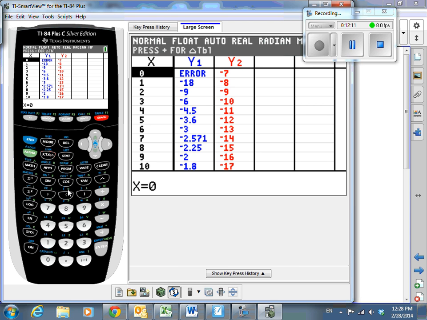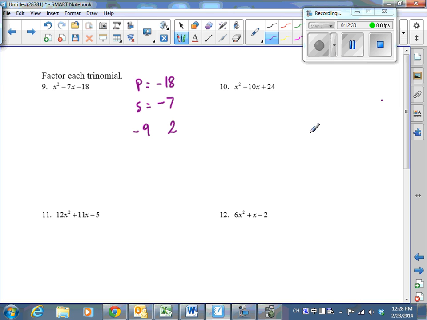Once you get to your table, your goal is to find numbers that have identical y's. Guess what? When I look at my y's, negative 9 and 2 will be my two numbers. You look for identical y, and you get the first two numbers. So once you get those two numbers, I will show you first the steps, and then I will show you shortcuts. The step here will be to write it as x squared. You use those two numbers, minus 9x plus 2x minus 18.